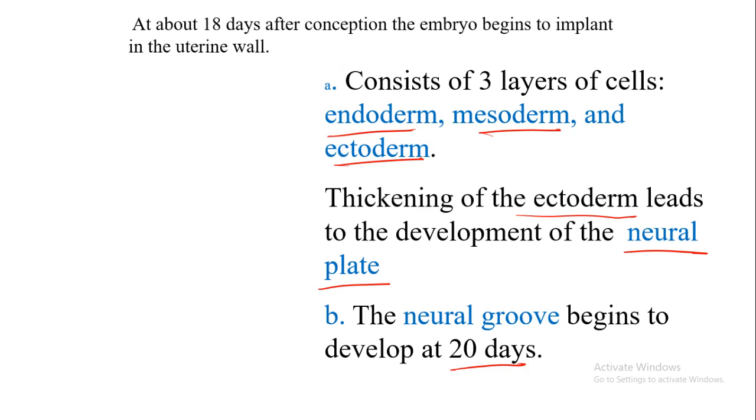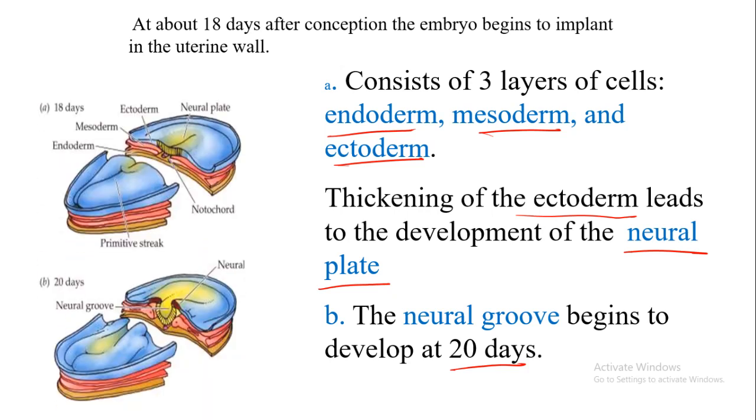Okay, so let's quickly look at the diagram. So this is just a diagram. By day 18 you have all the 3 germ layers. You have the ectoderm, mesoderm, and endoderm. And then there is the formation of the neural plate. This neural plate has to be formed by day 20. By day 20, the neural plate will start forming. And this is taking place because there was something that was being noticed, and that thing was the notochord.